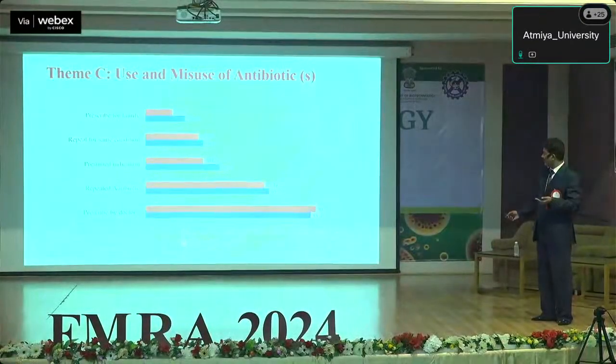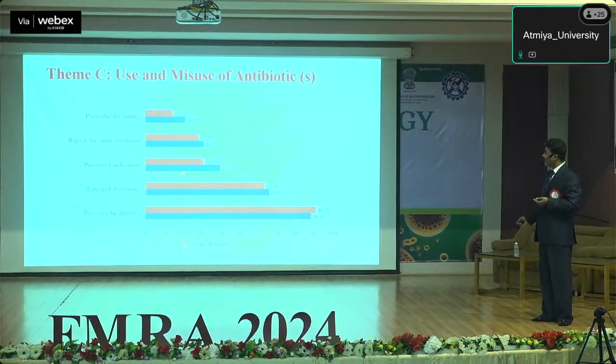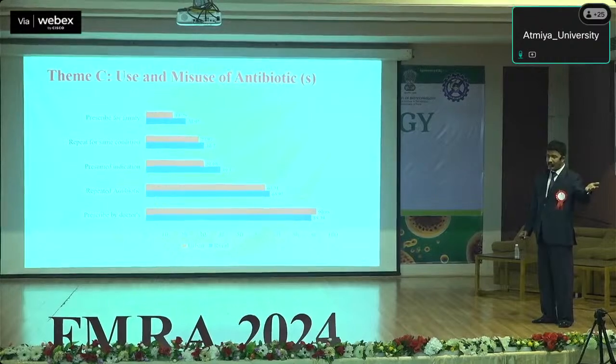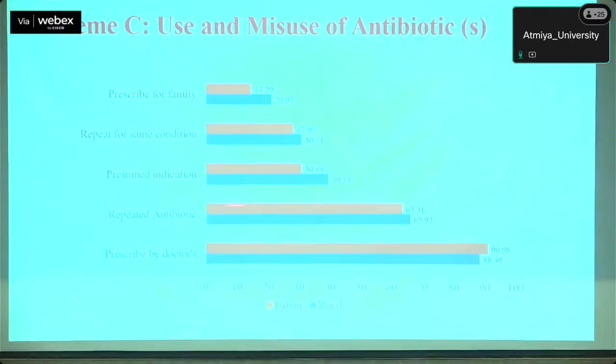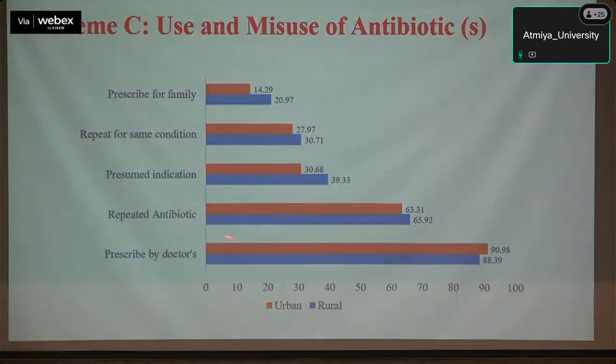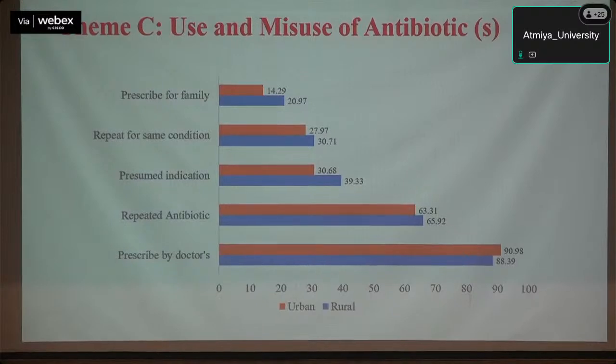Then repeating the same antibiotic, almost again 30% in both cases. Slightly around 30 to 40% it is presumed. Like you go to a pharmacist, tell the symptoms, and he gives you something; that is presumption based, right? Or then again repeating the antibiotic, even if it is not the same condition. So you could see that is very high, 65%.